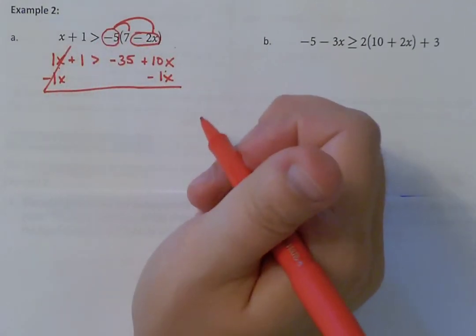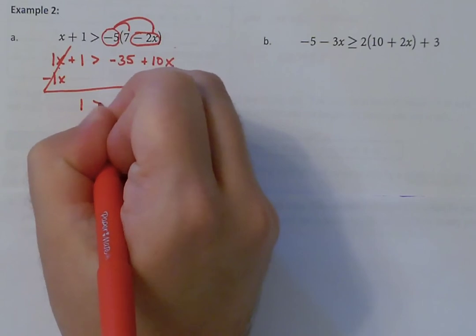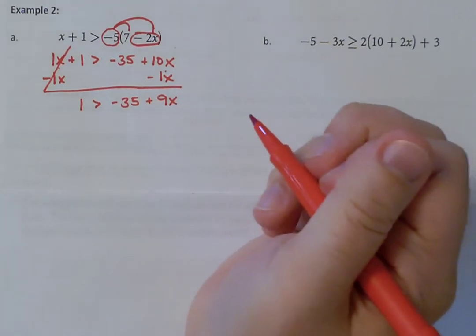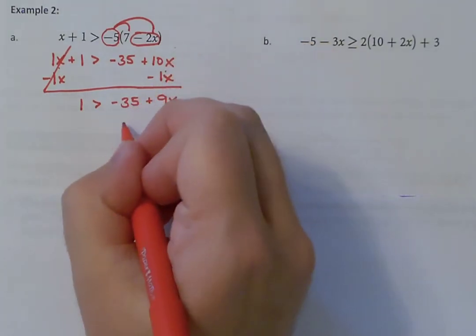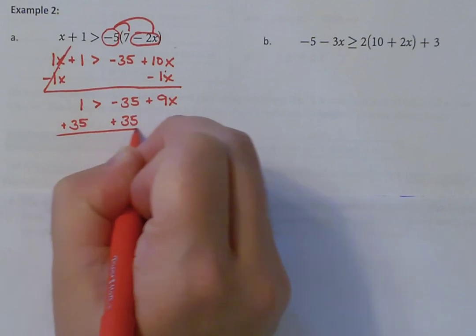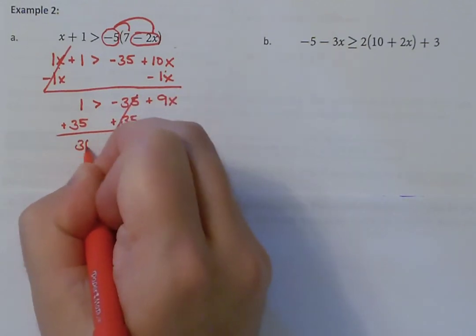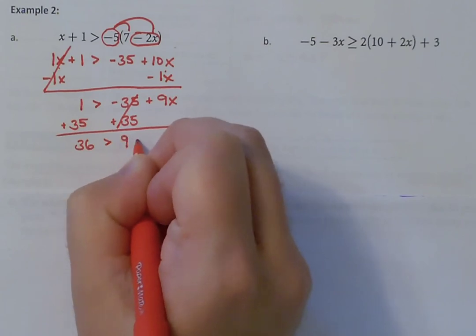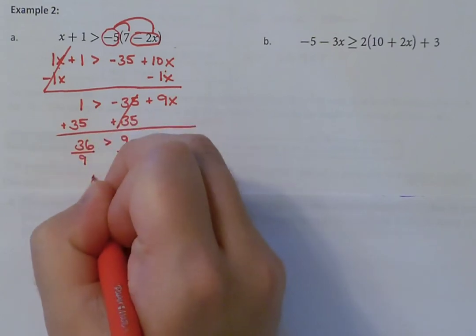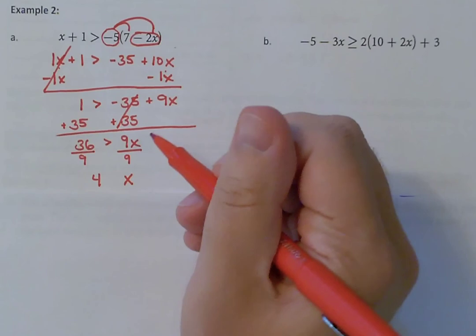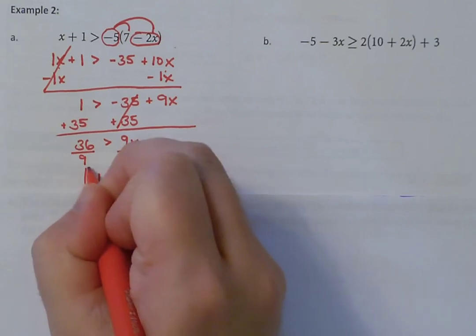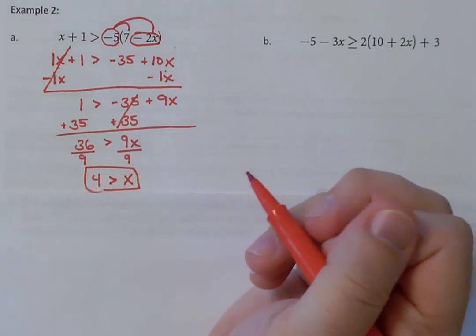So the 1x cancels out on the left, so I'm left with 1 is greater than a negative 35 plus 9x. And then you just go through and solve per normal. So I would add 35. So then we get 36 is greater than 9x. And then when we divide by 9, we get 4 and then x. And then because I divided by a positive 9, that means my sign stays the same. So we have 4 is greater than x.